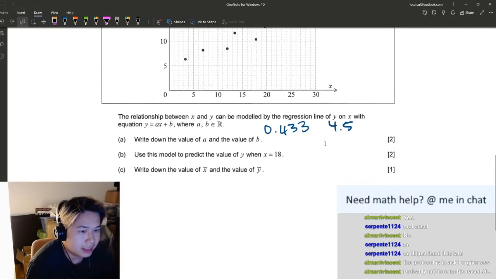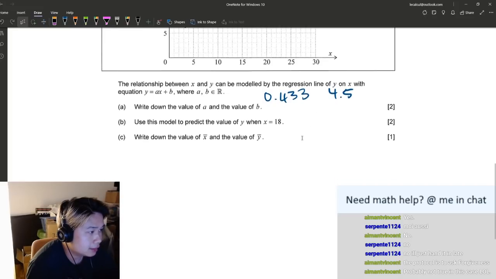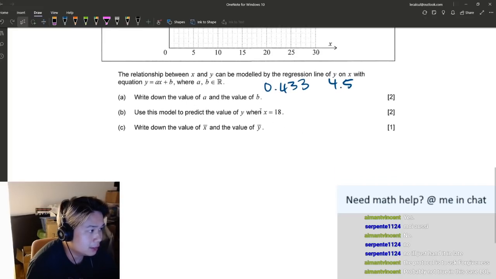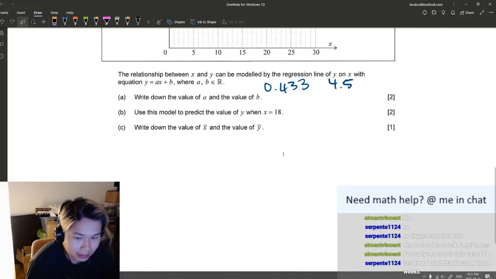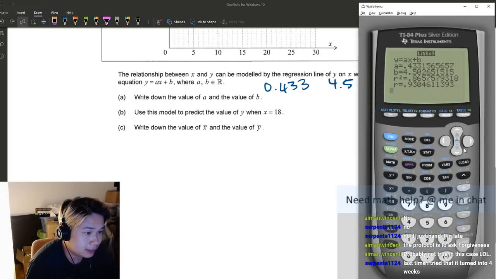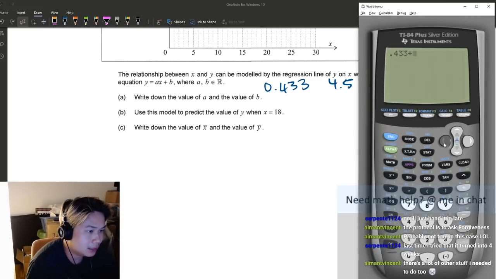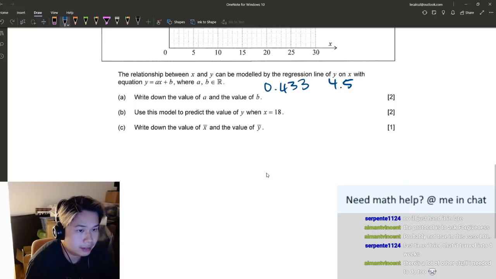Okay, so then now we have our coefficients. Therefore, we can use this model to predict the value of y when x is 18, so that's fine. The first 2 questions are fairly straightforward. So we do 0.433 times 18, and then plus 4.5. So it should be 12.3.